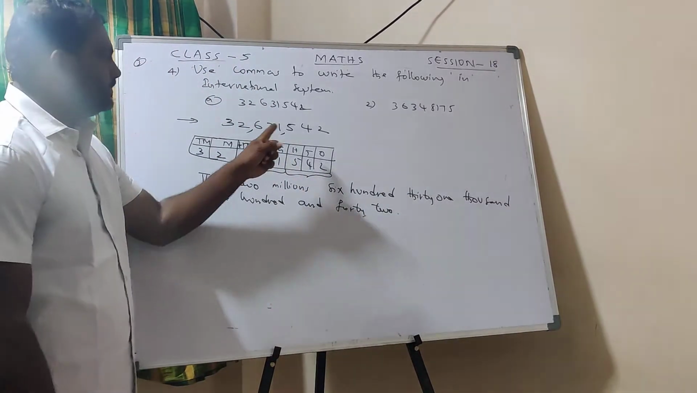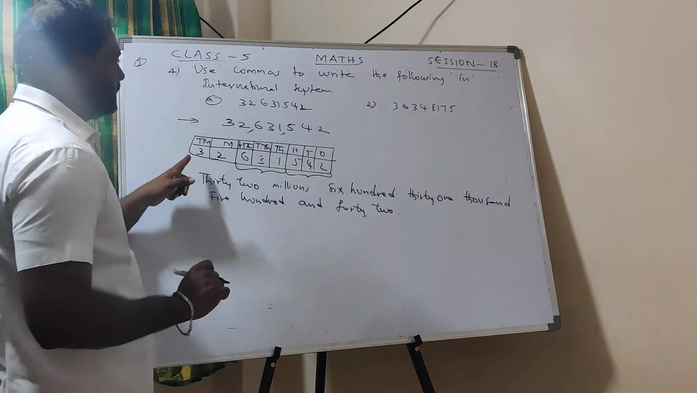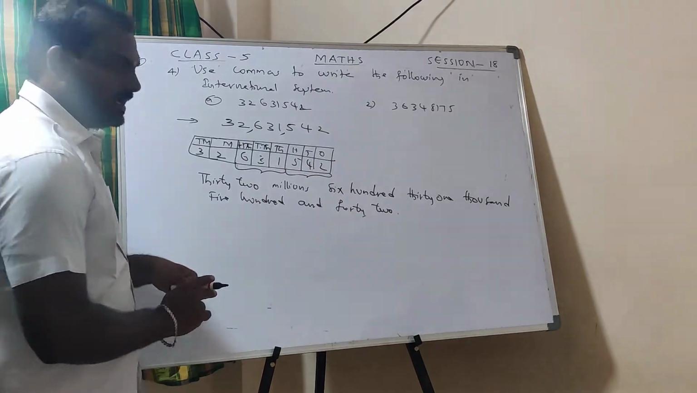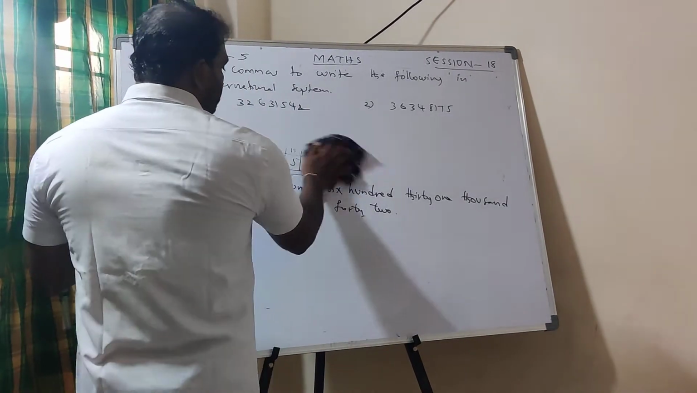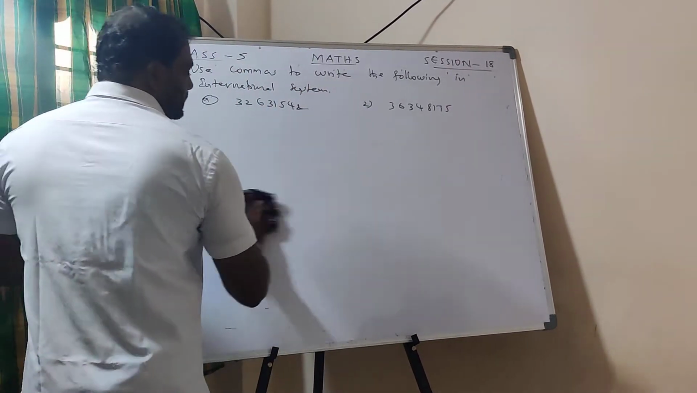So in the international system, like this, we have to place the commas. Got it? So how many? 32 millions, 631,542. So this is the first question in the international system. Now I'll go for the same bit.